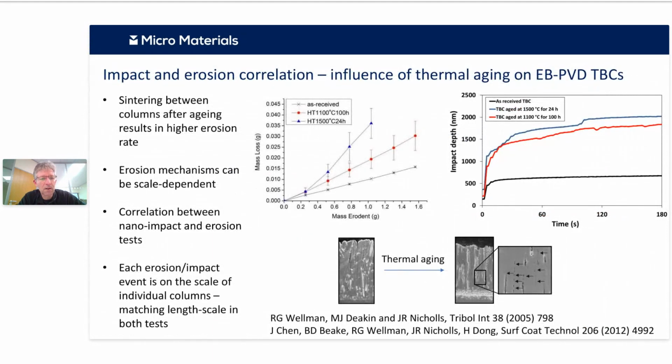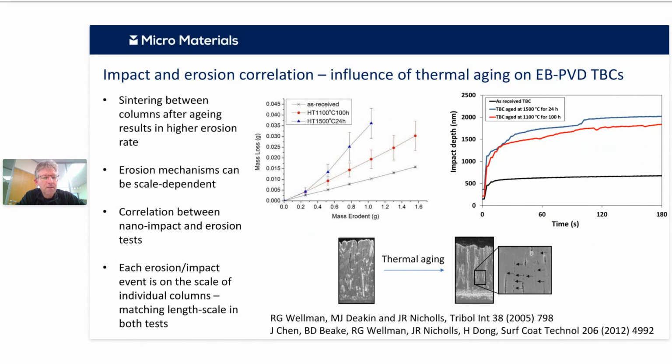Here's some work from a number of years ago now, in collaboration with Rolls-Royce and Cranfield University. What you can see here is an electron beam PVD deposited thermal barrier coating system of zirconia stabilized with yttria, yttria stabilized zirconia. I always get that the wrong way around. And what we can see here is the effect of thermal aging on the damage tolerance and the erosion susceptibility of this coating system.